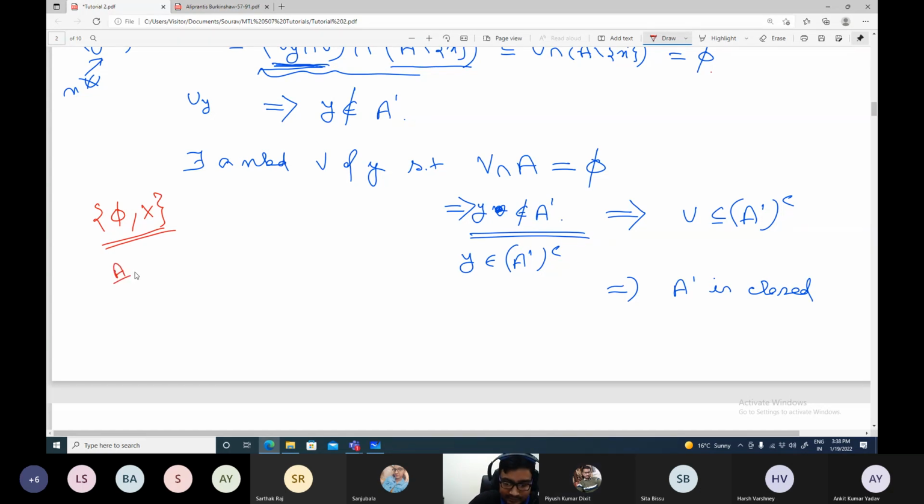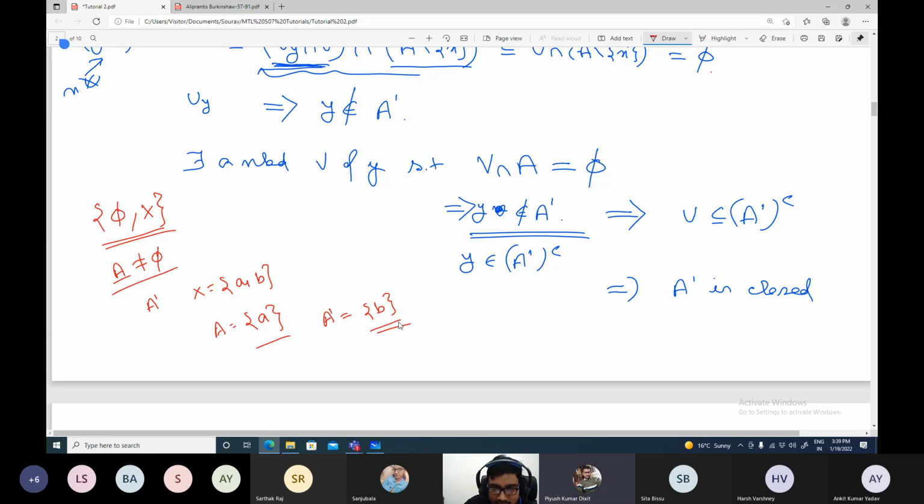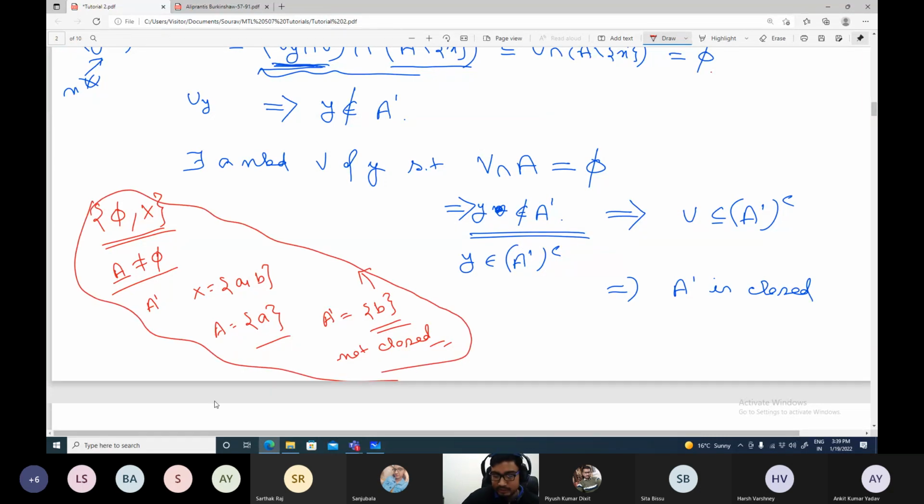So now if you take any set A, then in this topology a non-empty set is not Hausdorff. Take X equal to {a, b}, and A as singleton a. Now find A'. What is A'? A' is singleton b. And we know that here it is not closed. Exactly. A simple example that the Hausdorff property is necessary, right?